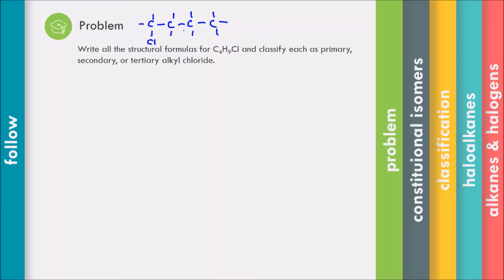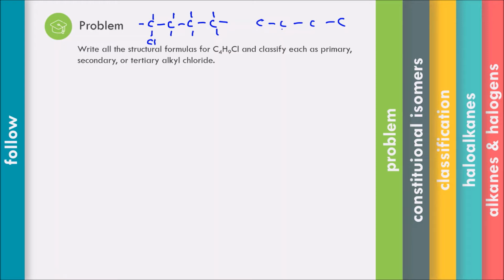To name this molecule, first of all, you know it's a 4 carbon chain with all single bonds, and hydrocarbons with single bonds end in -ane, so it's butane. Now chlorine is attached to the first carbon, so that's why it's 1-chlorobutane.